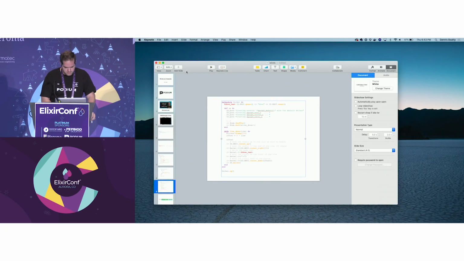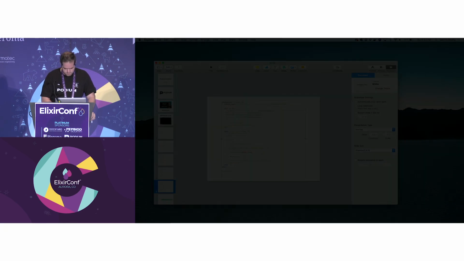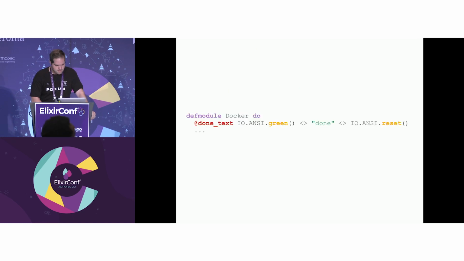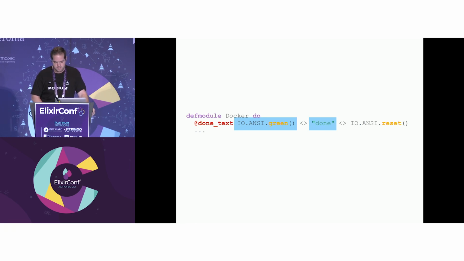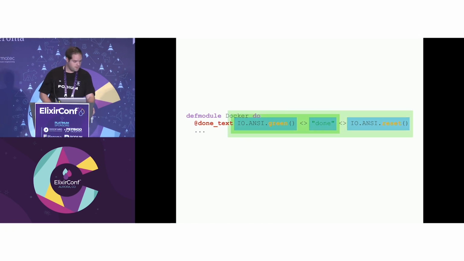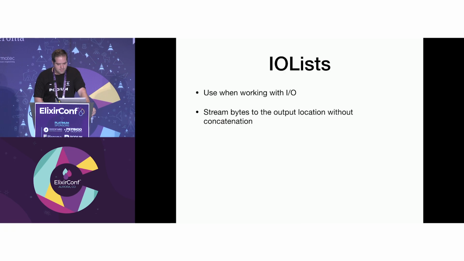However, let's go a little bit into the way that this is done. So right now, when we create the done text, we're starting out by allocating a string for IO.ANSI.green. Then we allocate another string for done, and then we're allocating another string for IO.ANSI.reset. Then our concat operator is concatenating the first 2 together and allocating another string for that, and then we're allocating a final string.